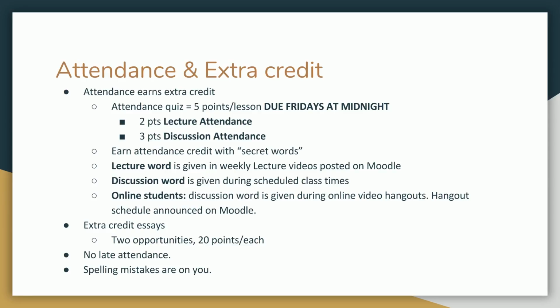So there's 2 different kinds of extra credit in the class. One is attendance credit. Attendance credit is extra credit, which means it's not required. You don't have to earn the attendance credit. You can if you want to. And attendance credit is 5 points per lesson.